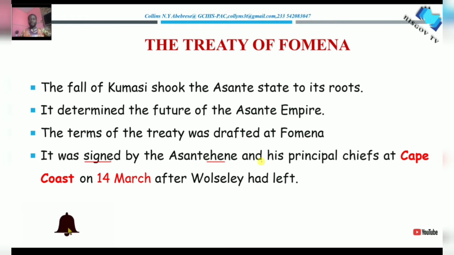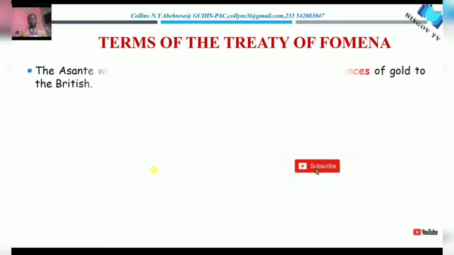It was signed by the Asantehene and his principal chiefs at Cape Coast, on the 14th of what? On the 14th of March. So after Garnet Wolseley left, it was signed on the 14th of March in Cape Coast, but the agreement had already been drafted in Fomena. So let's go in there and look at the terms of the treaty.